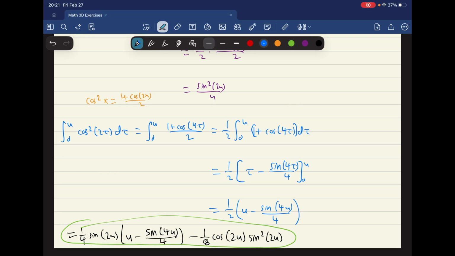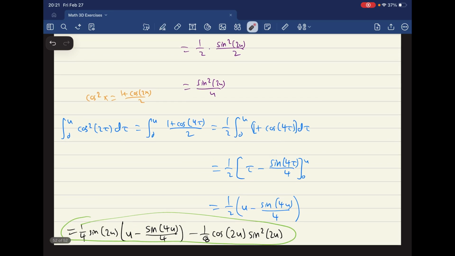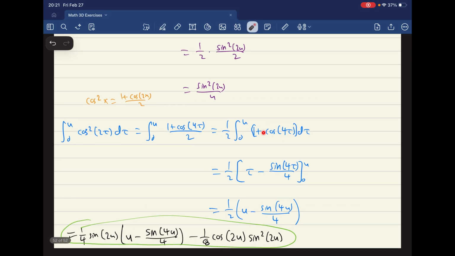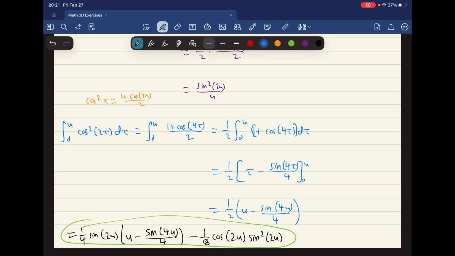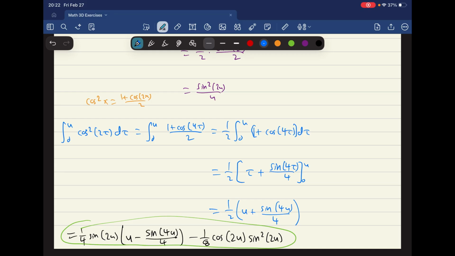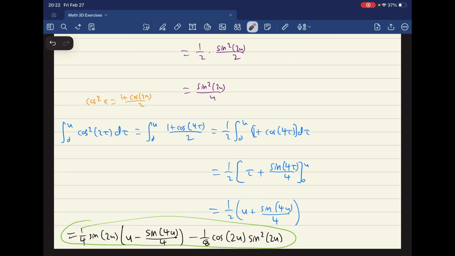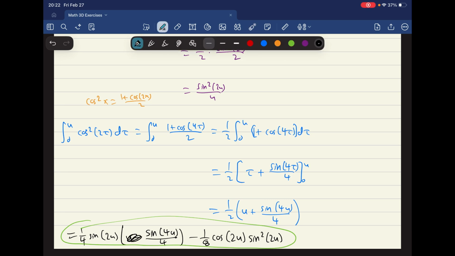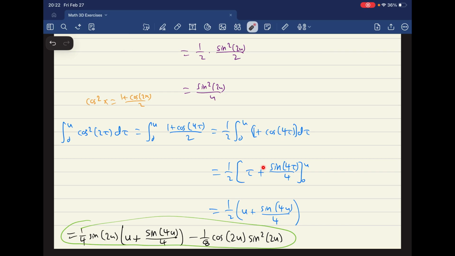Hello, small correction. So I accidentally, when integrating cosine of 4 tau, I added this minus when it's supposed to be a plus, because when we integrate cosine, we just get positive sine. So this is actually supposed to be plus right here. The only thing that changes for the solution is that this minus right here will become a plus. And so just making my u look a bit better, we're going to get u plus this. Sorry about the mistake, but yeah. This is supposed to be a plus right here, not a minus.